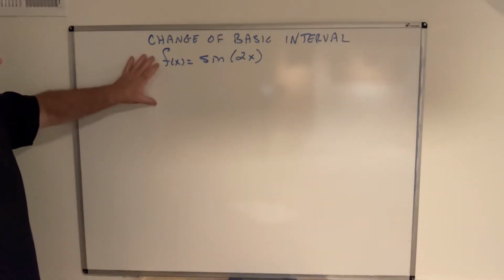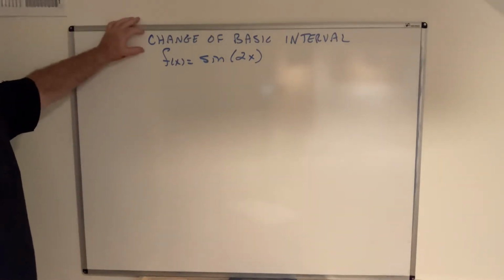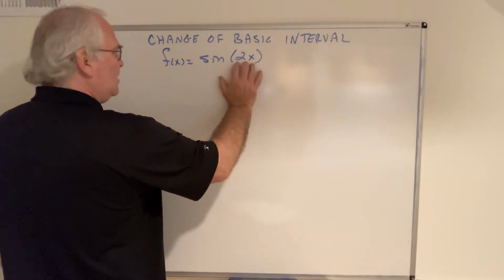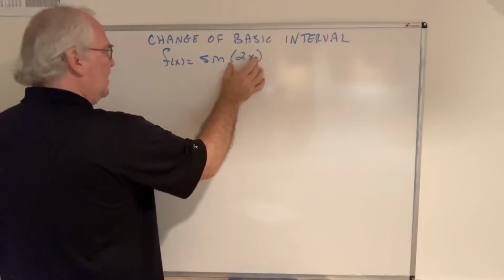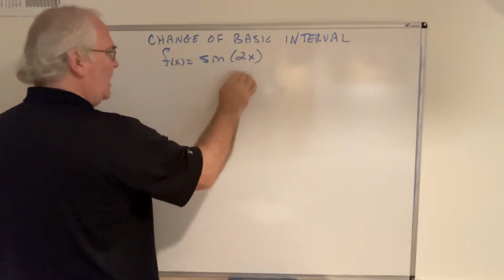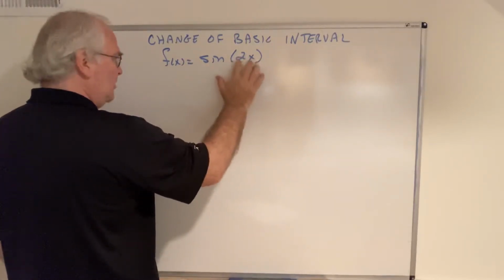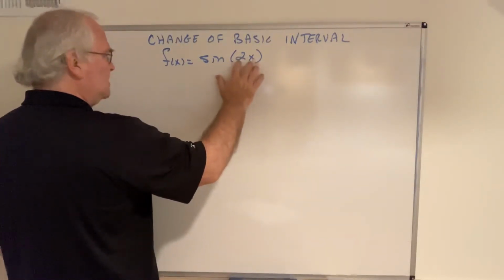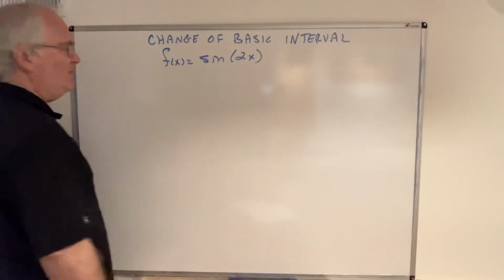The last of our alterations to the sine and cosine functions is the change of the basic interval. And by that we mean this. If inside these parentheses the expression is more than simply x, if this is 2 times x, or 5 times x, or negative x, or x plus 2, if this is any alteration other than simply the variable x, then this is a change of the basic interval.